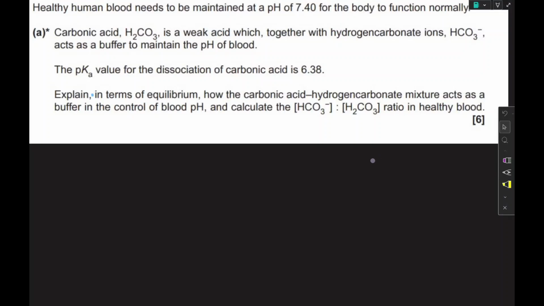Okay, most students lose marks on buffer questions because they memorize definitions but don't explain equilibrium properly. So let's fix this. Let's read the question carefully.